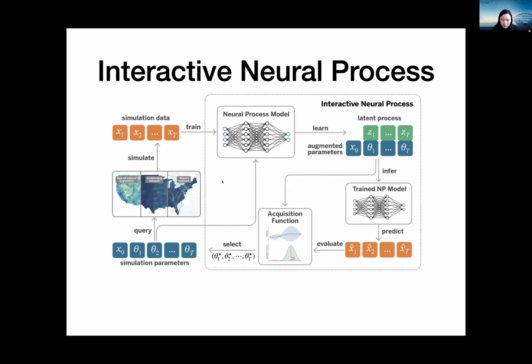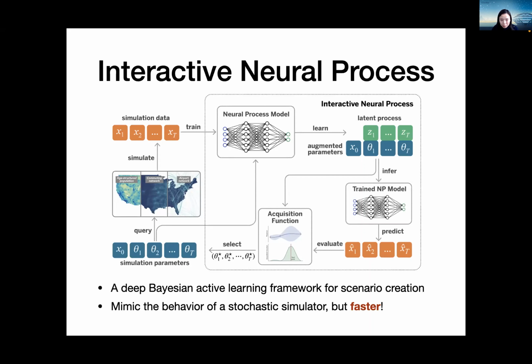So this is the whole pipeline of our deep Bayesian active learning framework for scenario creation. We have simulation data, and we have a trained neural process as a surrogate model. We learn the latent process using the neural process model. We infer the approximate estimations of different parameter settings, and then we use the acquisition function to select the scenarios, and then add those to the training set, query the simulator, and go back to train again. So we can iterate this pipeline many, many times. And once the model is trained, it will become a surrogate model for the physics-based mechanistic simulator, but much faster, because the inference of the neural process is very fast.